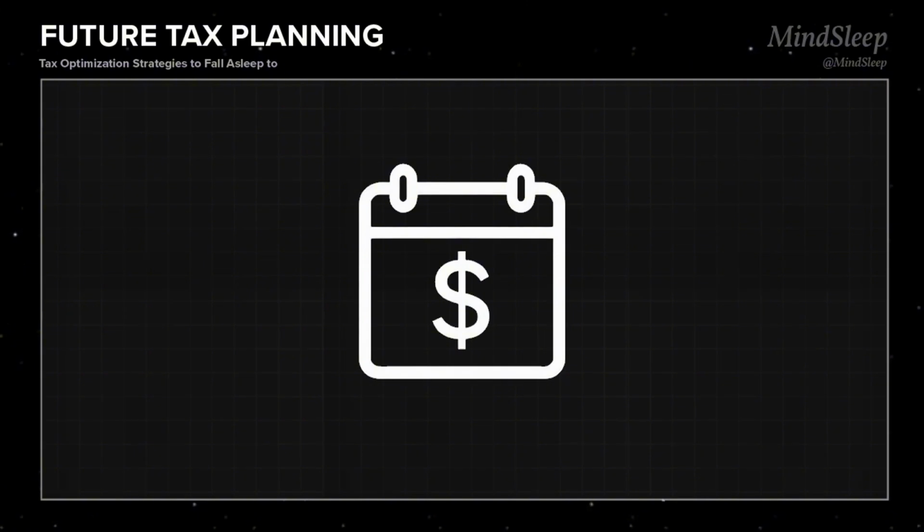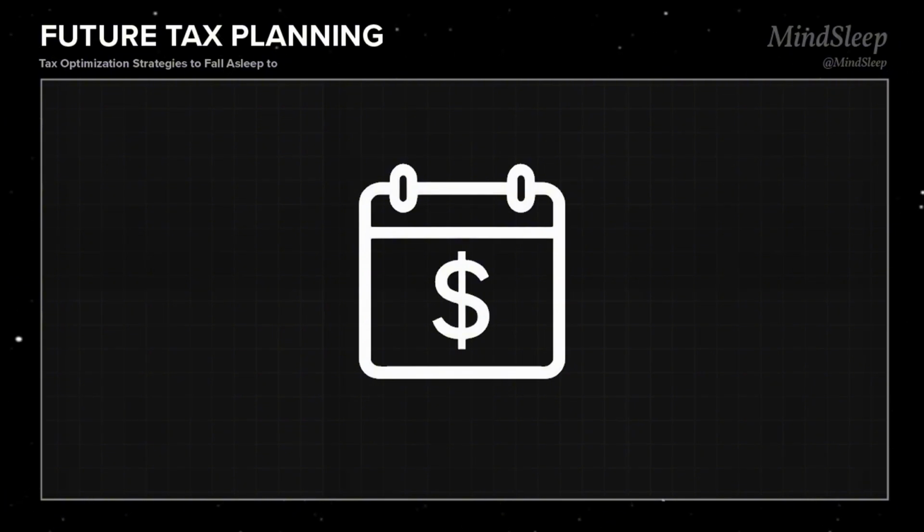Consider, for instance, the evolving landscape of digital currencies. A decade ago, few could have predicted the tax implications of cryptocurrency transactions. Yet, those who anticipated the potential for digital assets to become mainstream were better positioned when tax authorities began scrutinizing these transactions. This example underscores the importance of staying ahead of the curve in tax planning.